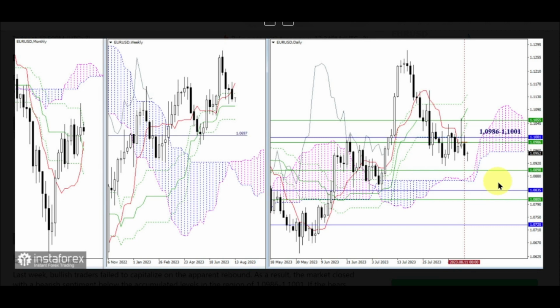Last week, bullish traders on EURUSD failed to capitalize on the apparent rebound. As a result, the market closed with a bearish sentiment below the accumulated levels in the region of 1.0986, 1.1001. If the bears manage to update the low of the current slowdown, 1.0913, their focus will be on testing the weekly medium-term trend, 1.0898.